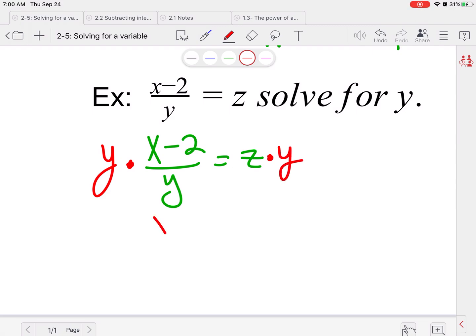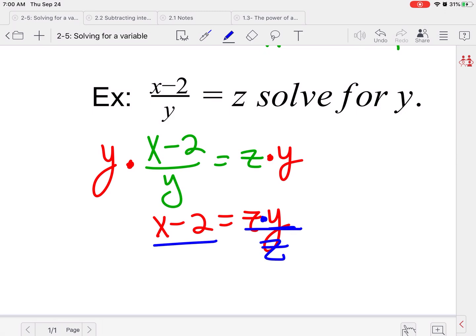So for some of you, that's going to be hard because you're going to be like, well, Miss Haas, why am I moving the variable that I'm solving for? Sometimes that just has to happen if it's in the denominator. So now I say, what is stopping y from being by itself? That would be z, and z is being multiplied in this case because they're right next to each other as variables. So I'm going to divide both sides by z. So I'm going to get y equals x minus 2 divided by z. And now y is by itself.